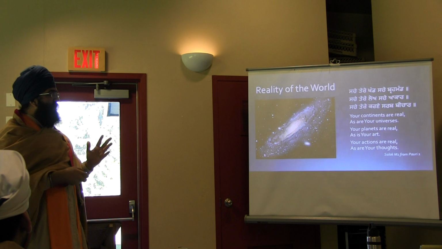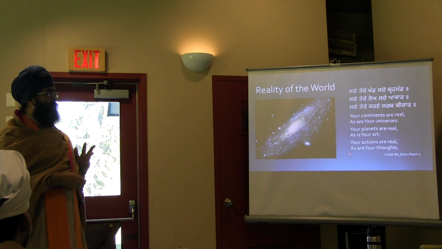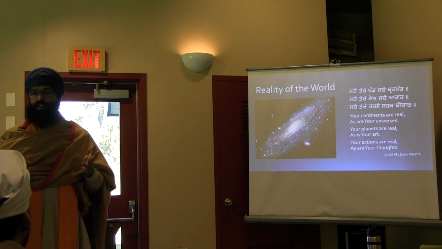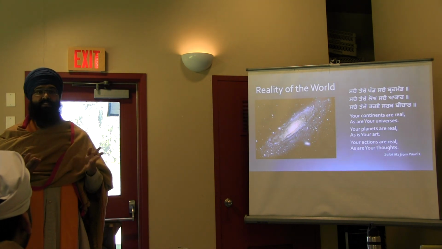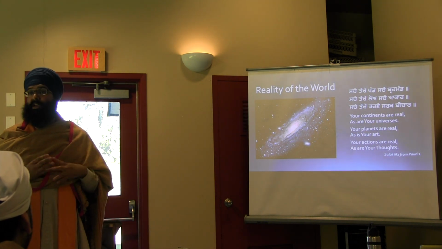So we know that all these things, Khand, Brahman, the universe, planets, all these things are going to be destroyed. So why is Guru Nanak Sahib Ji calling these things true? What makes them true?